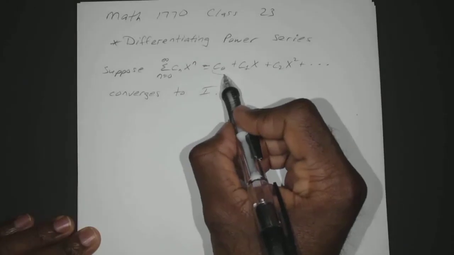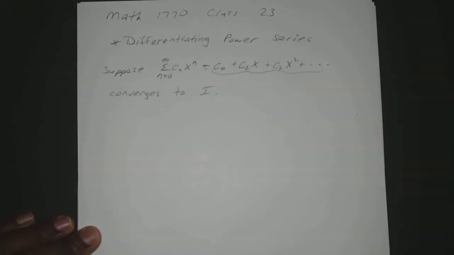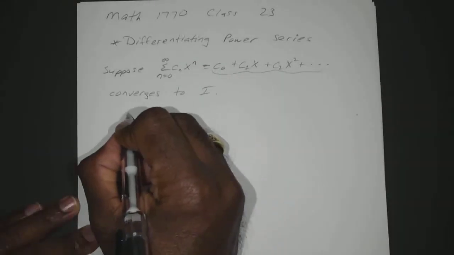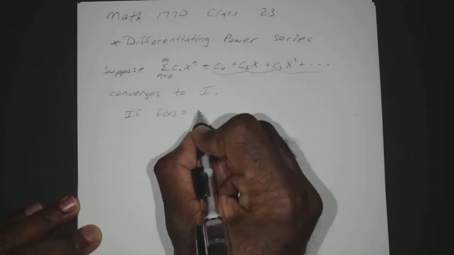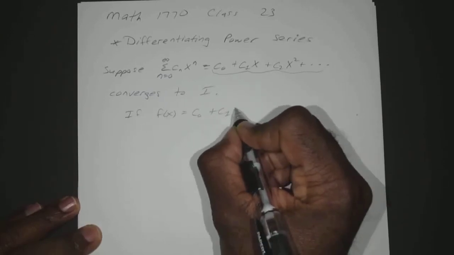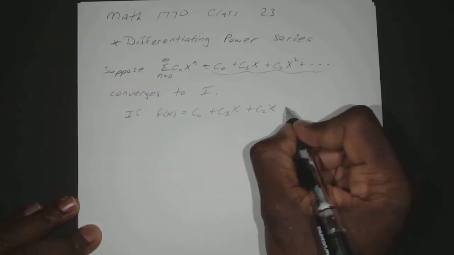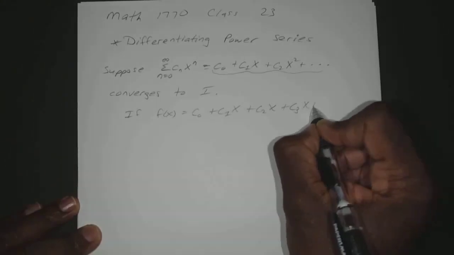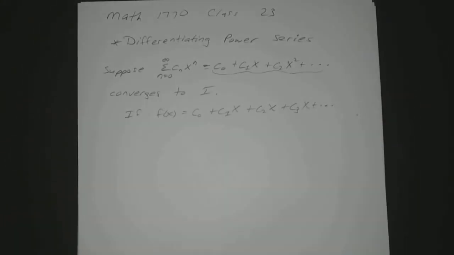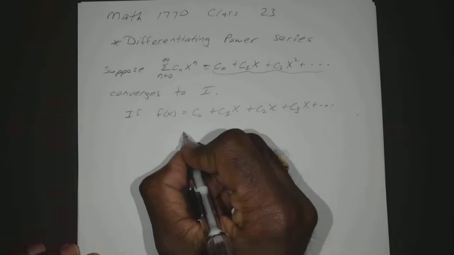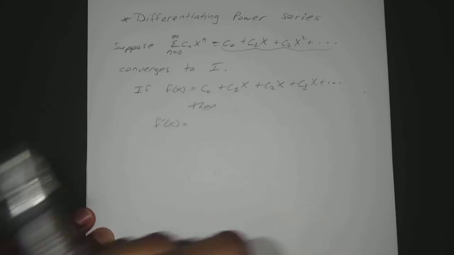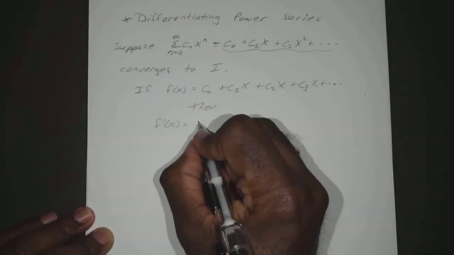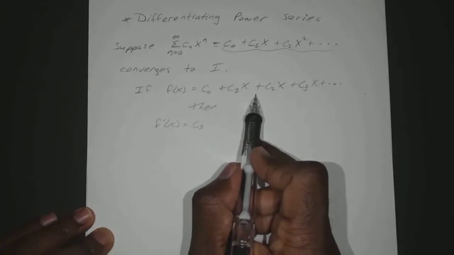Now what if we just call this our f of x. So if f of x equals c sub 0 plus c sub 1 x plus c sub 2 x squared plus c sub 3 x cubed and so forth and so on, then f prime of x, the derivative of a constant is 0, so that disappears. So you have c sub 1, and that x kind of vanishes.